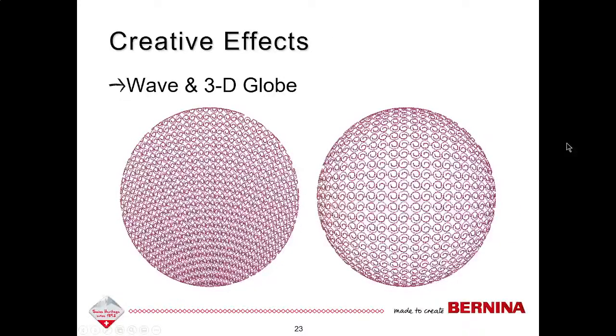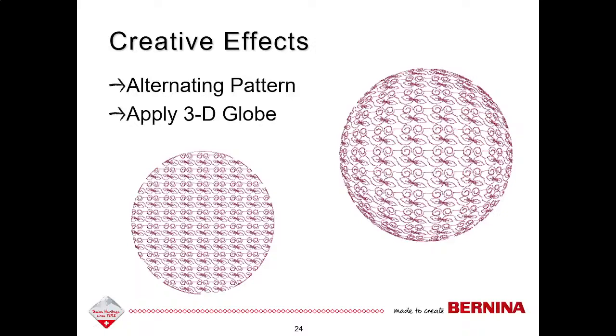So some of our creative effects, we can use the wave effect or 3D globe. Wave changes the stitch angle, like there's an arc here in the middle, and the ones further inside the arc get smaller and the ones outside the arc get larger, but still following that arc. With the 3D globe effect, the center patterns are larger and then they go smaller to make it kind of look like it's popping out at you.